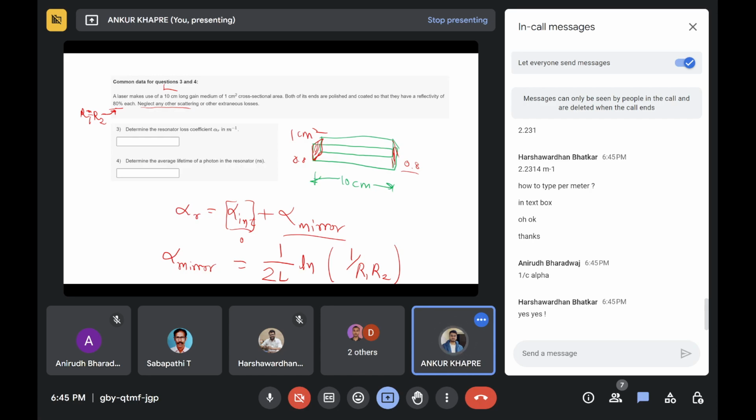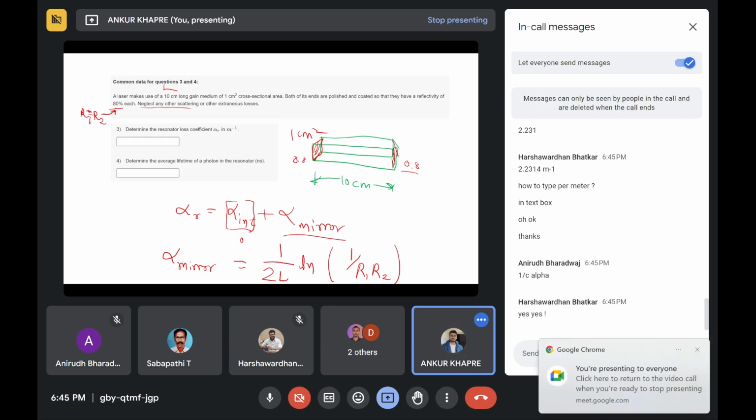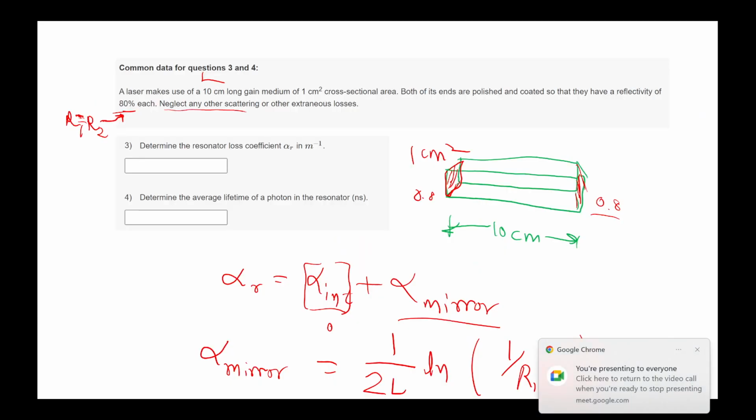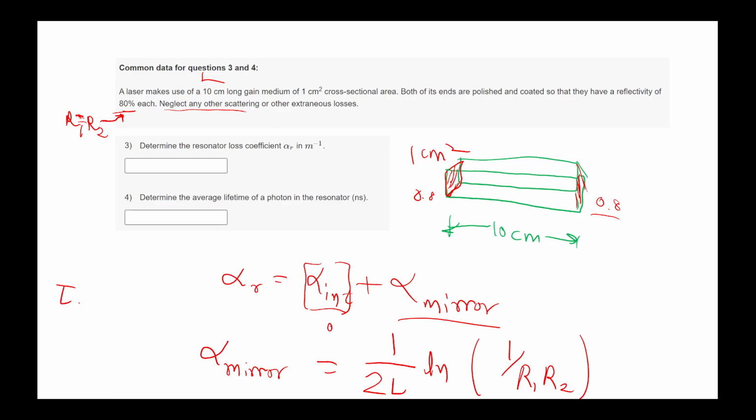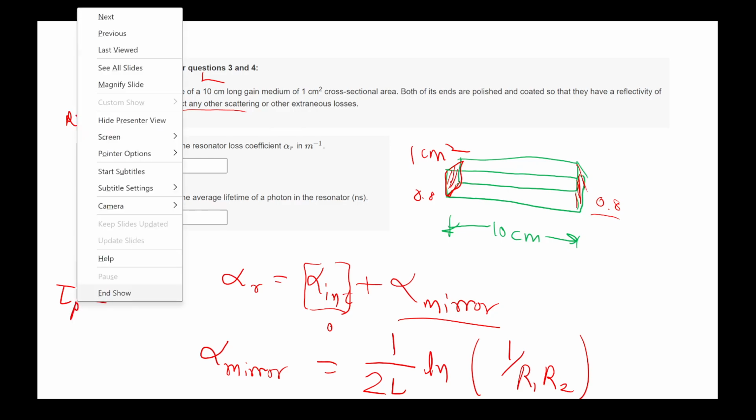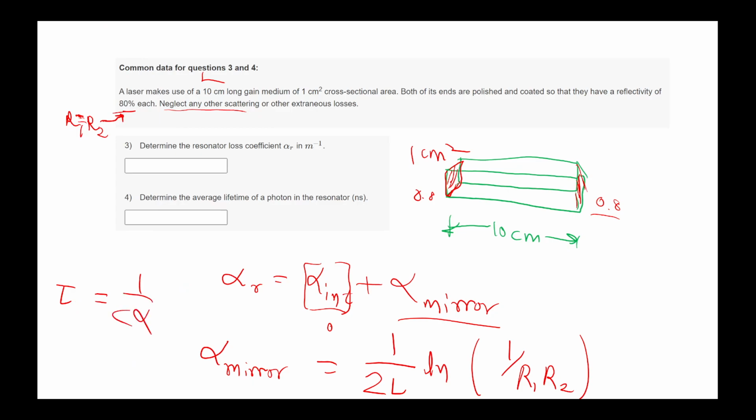1 by c alpha. Yeah, this is correct. So you just put that in and you'll get the lifetime, tau. Nicely, you guys are copying up. I thought that last time nobody was giving answers. So tau p is 1 upon c alpha. This is for question 4.